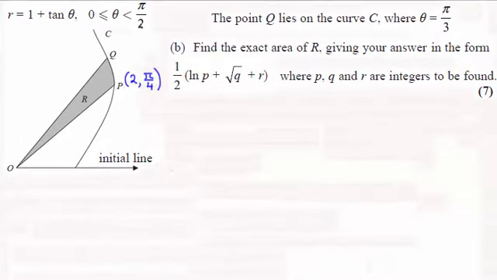Hi there. Now here we have a question on areas for polar curves. What I've got here is just to remind you that the polar curve C is r equals 1 plus tan theta. And you'll notice in blue here I've written the coordinates of P, which we found in the previous part of this question to be 2 and pi upon 4.